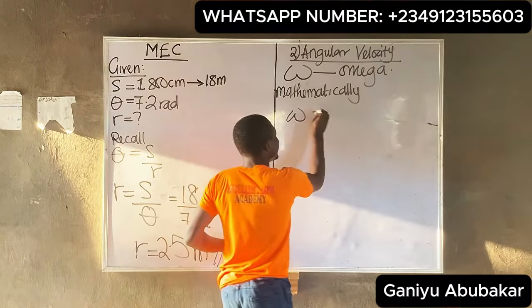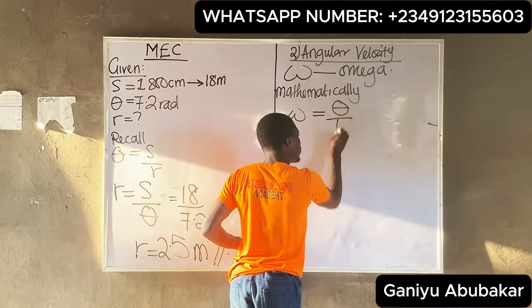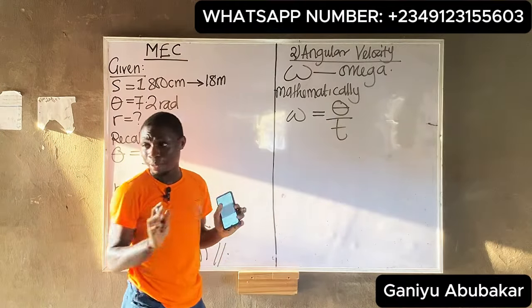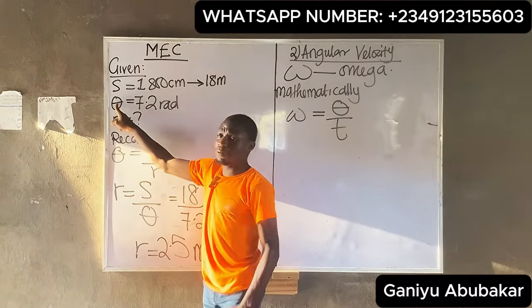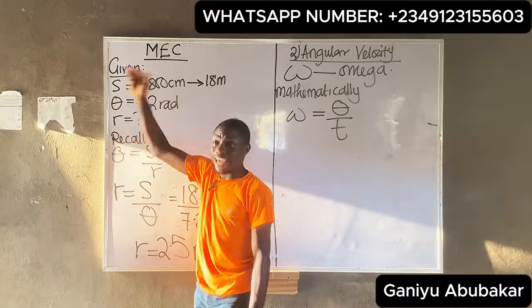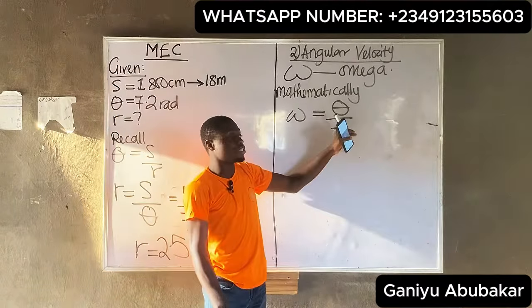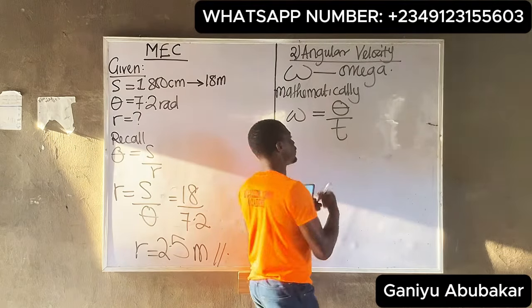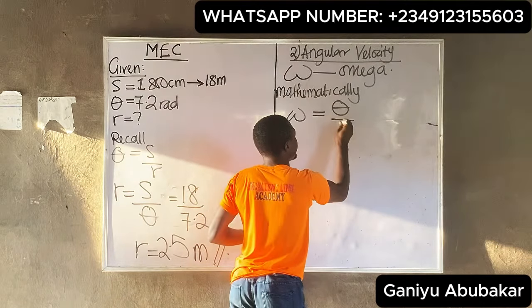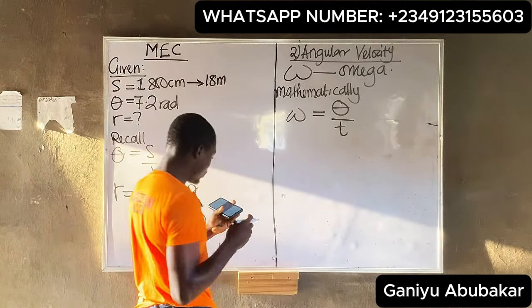That's theta over what? Over time. That's all, no cramming. We said for angular displacement, it's just theta, that's x over r. This one is what? That angular displacement over what? Over time. That's the formula, please. Over what? Over time. All right, I will go on.